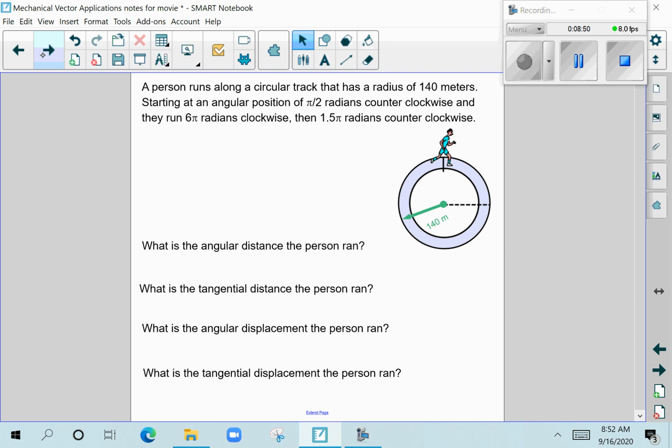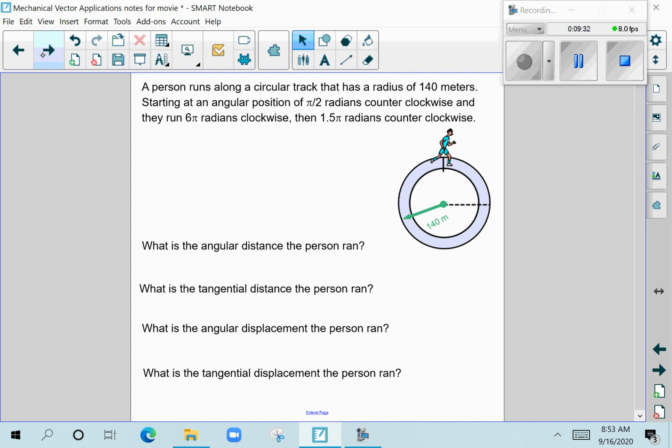Here's a fairly involved set of questions where a person's going to run along a circular track, the radius of the track is 140 meters. Their starting position is 2 pi radians from some arbitrary reference that we're using, and they're going to run 6 pi radians clockwise. And then they're going to run 1.5 pi radians counterclockwise. And I want to find out the angular distance that they ran, the tangential distance they ran, and their angular and tangential displacements. And I'm not going to lie, first time out, this sounds very overwhelming. However, we can take this piece by piece.